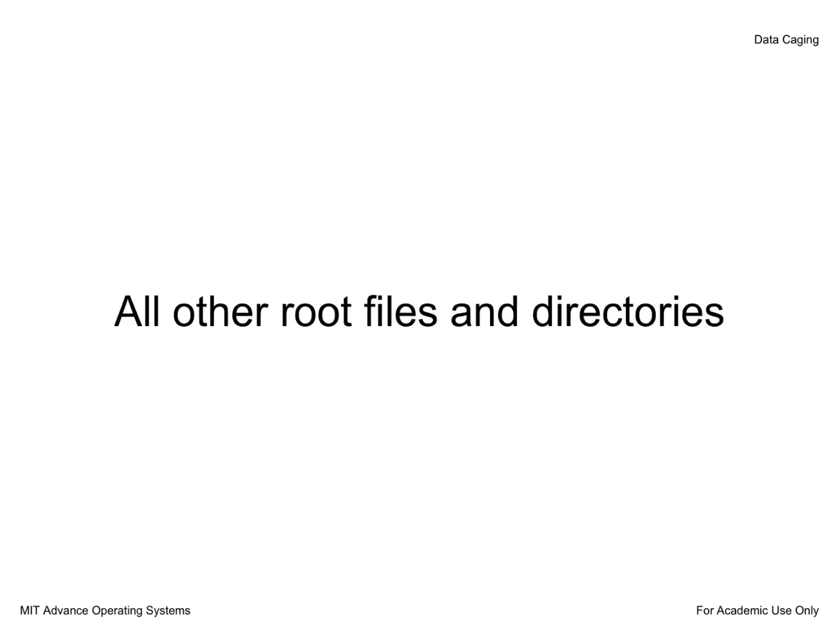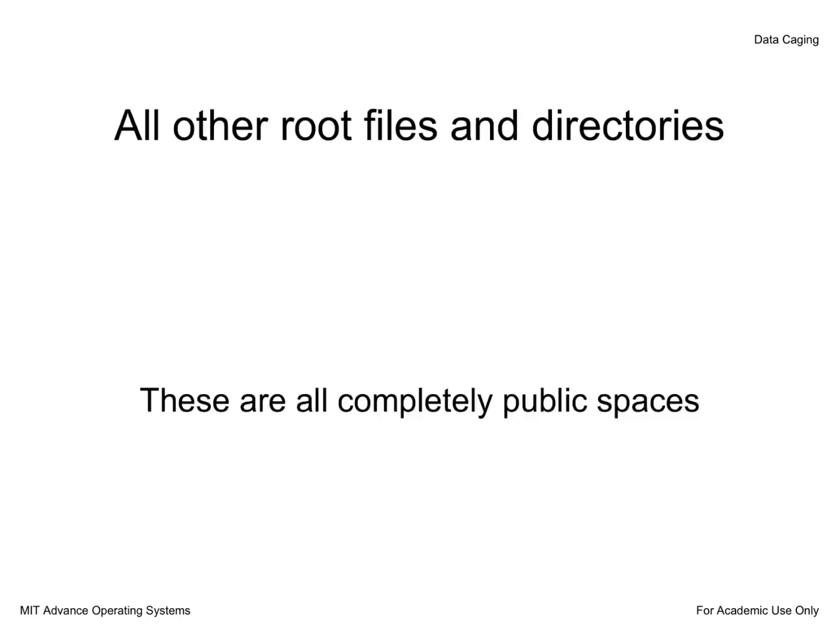Last, the fourth one, is the all other root files and directories. So basically, these are all completely public spaces. There's no restriction on what a process can do to a file stored in a directory, including the root directory itself. So basically, these are the key terms about data caging.